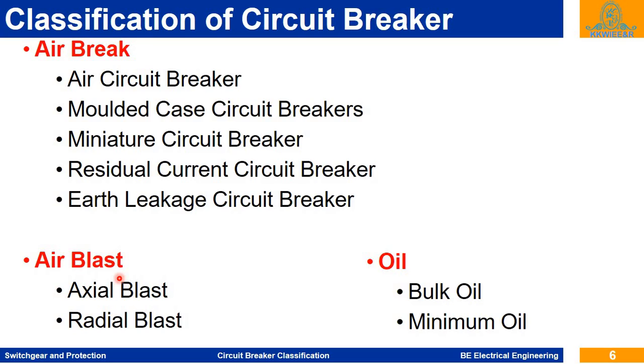Then air blast circuit breaker, based on the arc interruption or the direction of air blast, air flow on the arc, they are classified as axial blast and radial blast. Oil circuit breaker, depending on the quantity of the oil in the circuit breaker, they are classified as bulk oil circuit breaker and minimum oil circuit breaker. So these are the further classifications of air brake, air blast and oil circuit breakers.